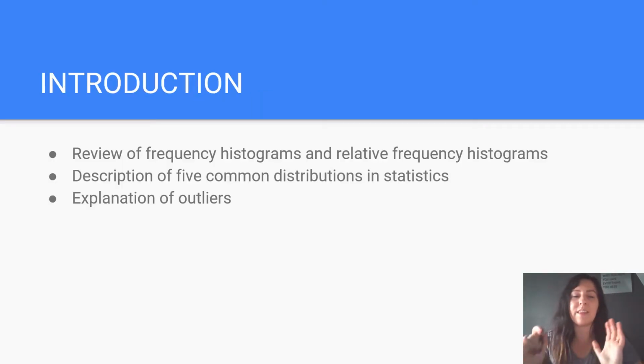In this lecture, we're going to go over what frequency histograms are and what relative frequency histograms are. Then we're going to look at the description of 5 different types of common distributions that you'll see in statistics, meaning the shape that they make in a graph. And then we're going to look at what outliers are, why they're there, and how you get them.